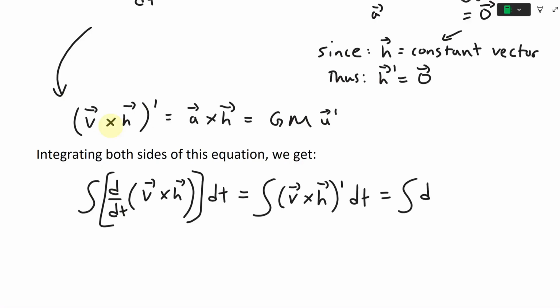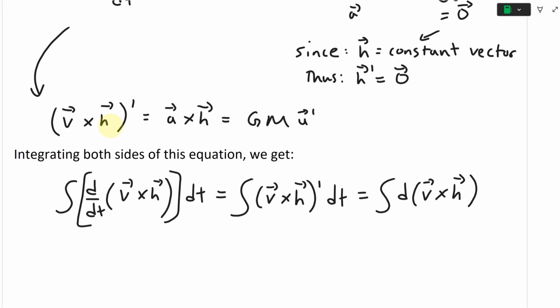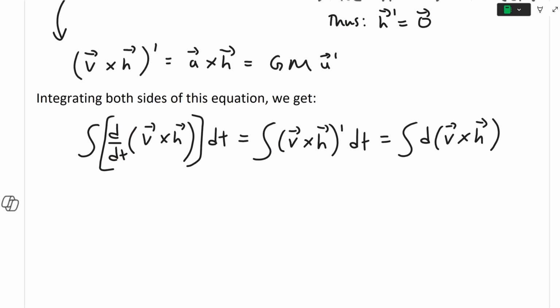You're just left with d of v cross h, and that equals the same on the other side, because we're multiplying by dt on both sides for notation purposes. Yeah, that's all going to be equal to, well, I'm just going to write now, this just becomes the integral of d over that, which just becomes this right here.